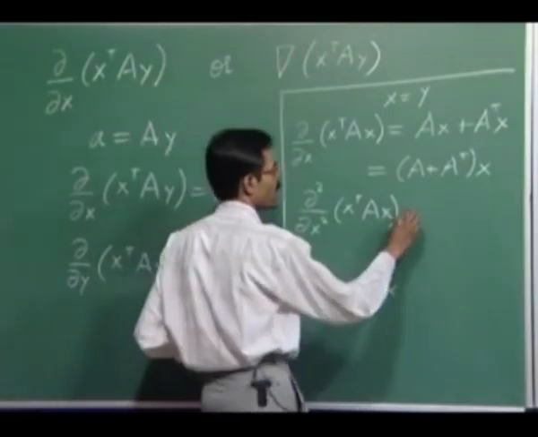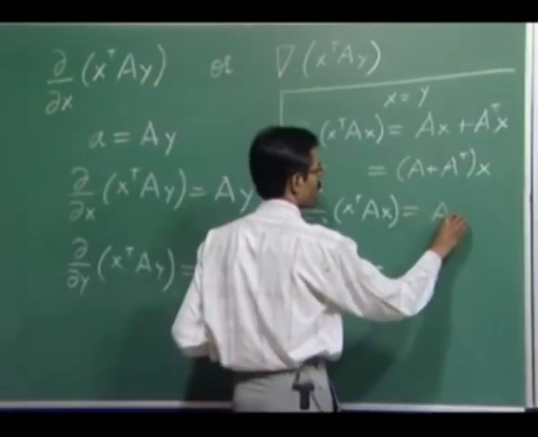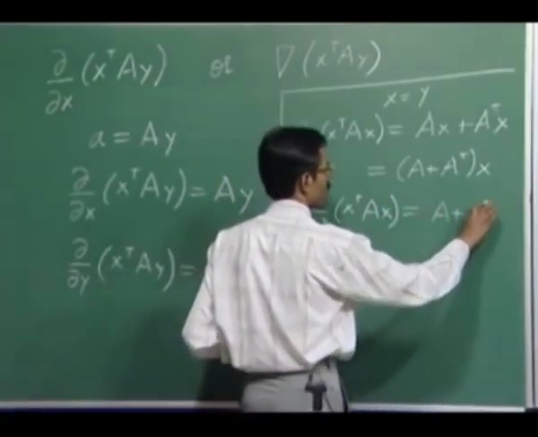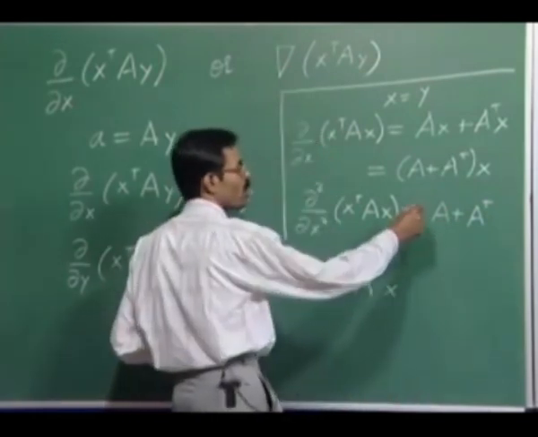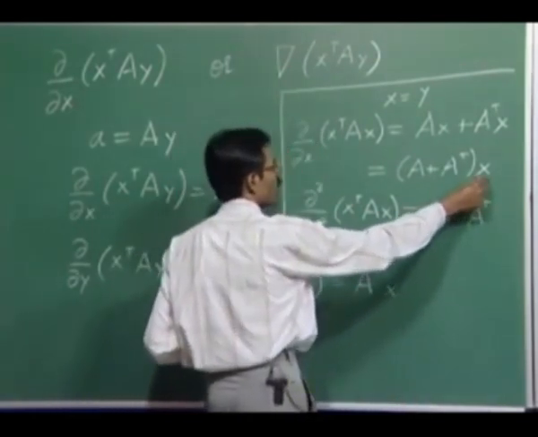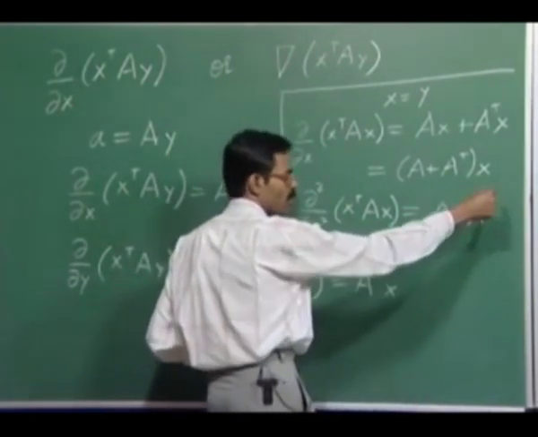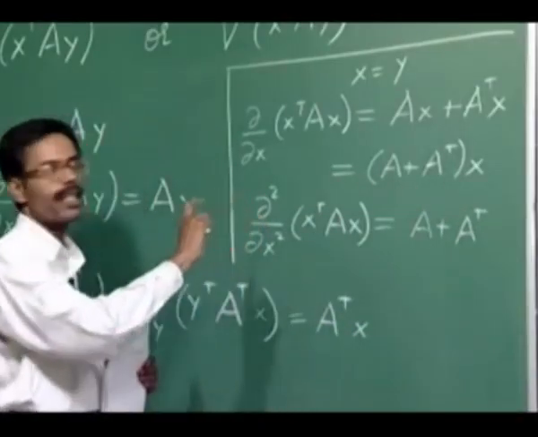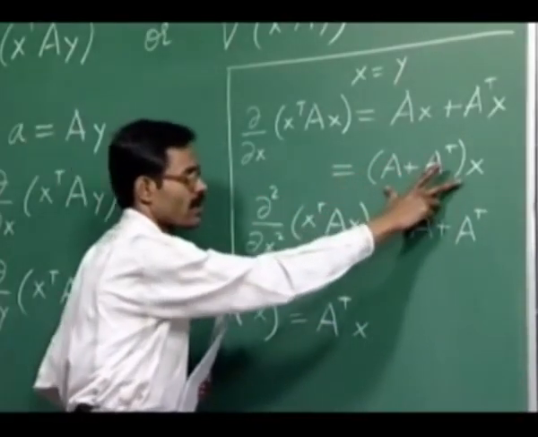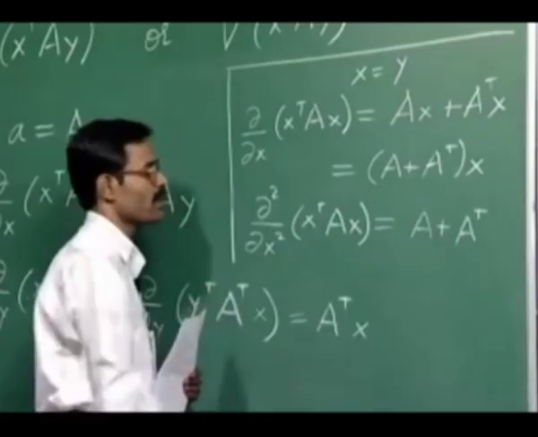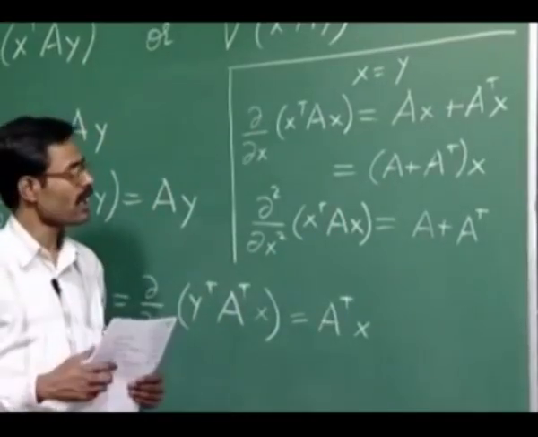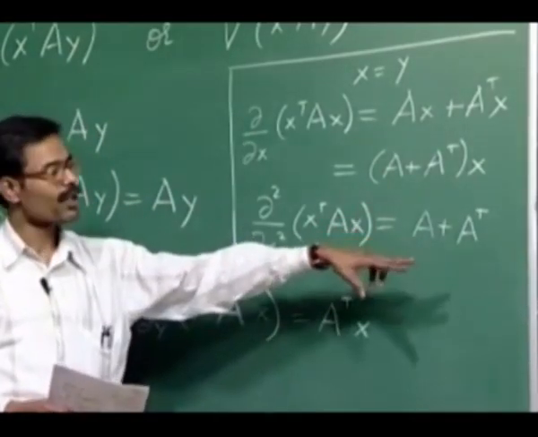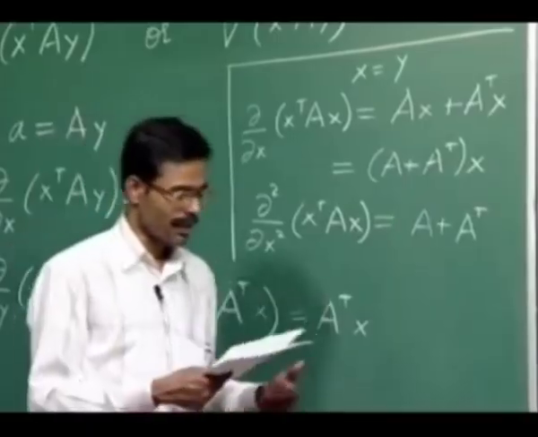Okay. And that will turn out to be A plus A transpose, because a small change delta x here will produce this into delta x, that much change in the gradient in this function. Okay. So, this will be the Hessian. In the case of symmetric A, this will be twice A, because A and A transpose will be same.